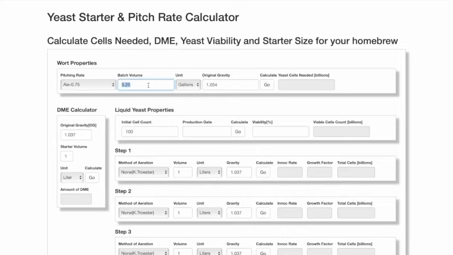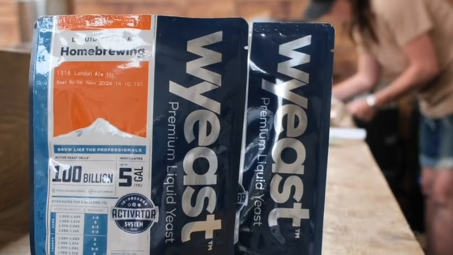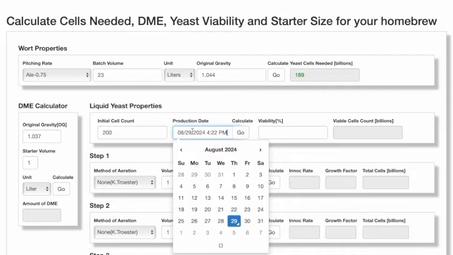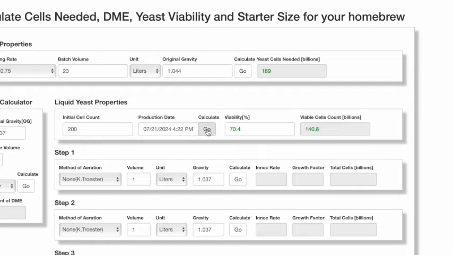You simply input the batch volume for the amount of beer that you're planning to brew and the original gravity that you're aiming for. The tool will then calculate exactly how many yeast cells you need for that particular batch of beer. Now, many liquid yeast strains will tell you how many viable yeast cells were in the packet when it was packaged. The amount of cells will diminish over time, even with good storage. So the tools here allow you to input the production date of that yeast, and it will give you a rough idea of the expected viability, or living cells, within that packet of yeast.